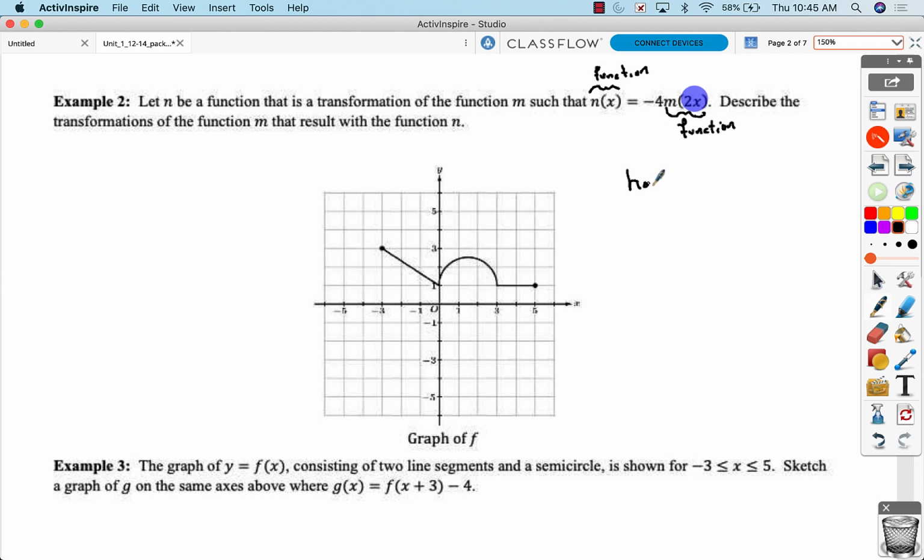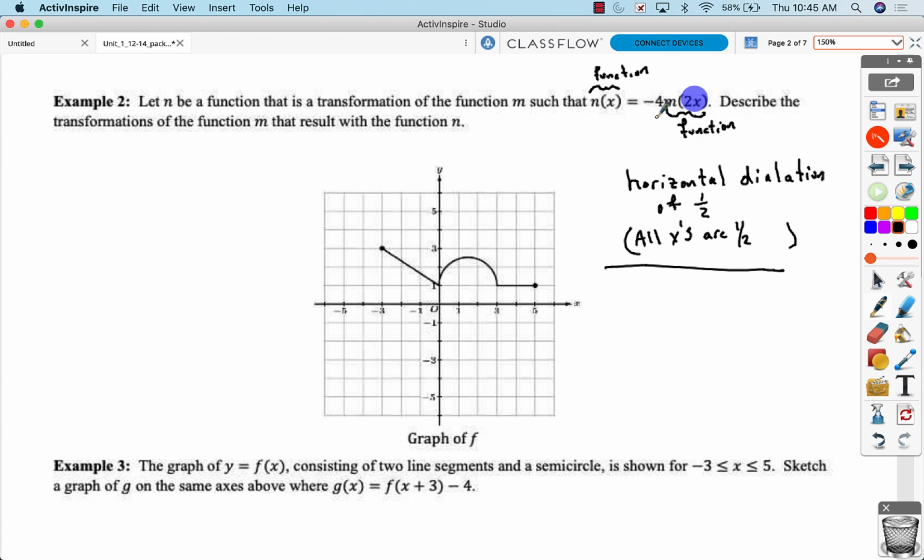So, on paper, you would say a horizontal dilation of 1/2. Okay? What that means in real words is all x's are a half. Okay, so all x's are like a half of what they were. Okay, that's the first thing.